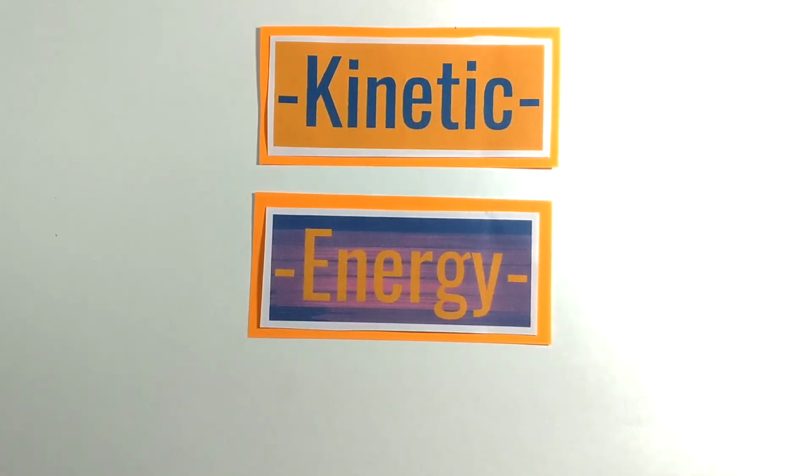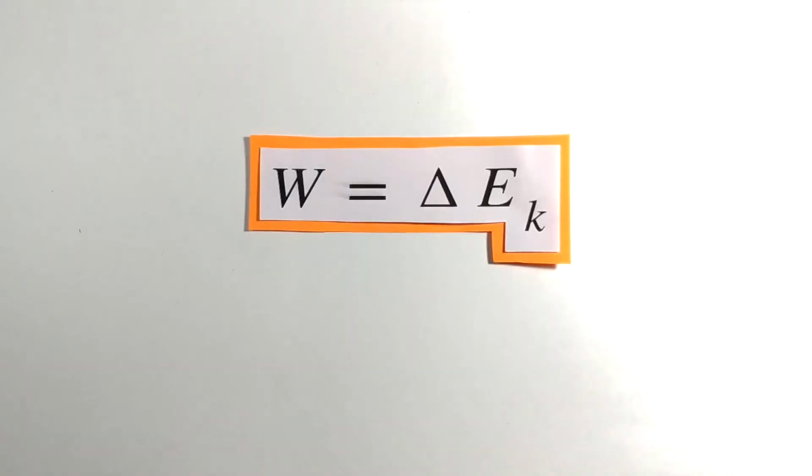Now let's recap what we've learned today. Kinetic energy is the energy an object has due to its motion. And work theorem states that the total work done on an object is equal to the change in kinetic energy.